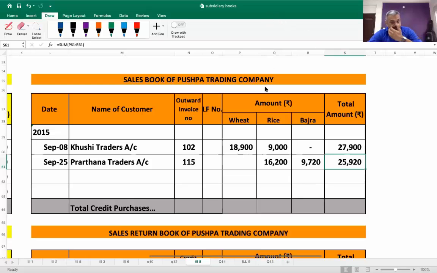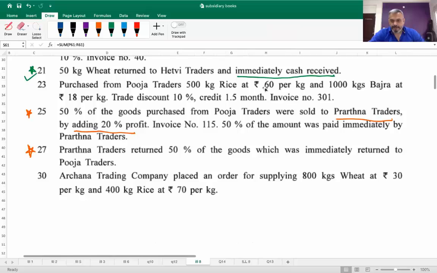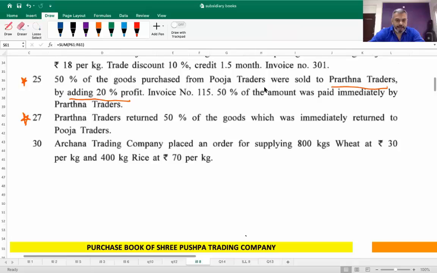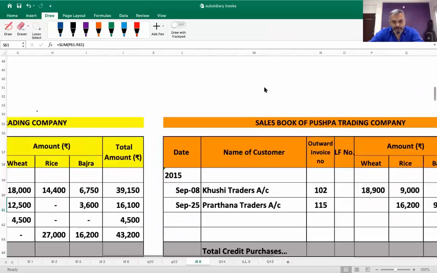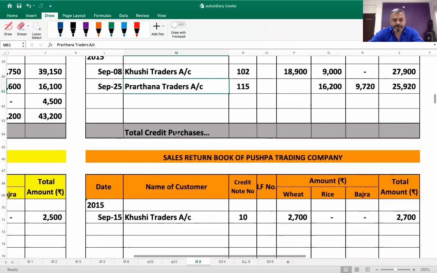Now transaction number 28 is extremely important again. Now what has happened is Prathana Traders returned 50% of the goods, which was immediately returned to Puja Traders. Now first let's write sales return. Okay, so whatever we sold to Prathana, half of it they returned.